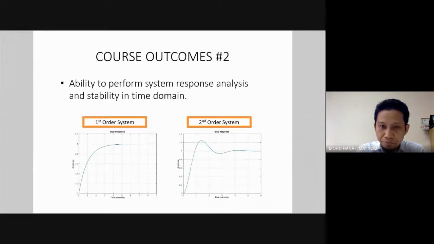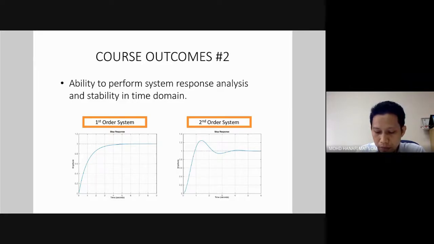All right, so next one. This is CO2. We have covered CO1 in the previous class. CO2 is the ability to perform system response analysis and stability in time domain. We will cover two types of systems: first order system, and then second order system. Higher order systems, meaning third order, fourth order, fifth order, sixth order, and so on, will also be analyzed using the second order system that you will learn shortly.